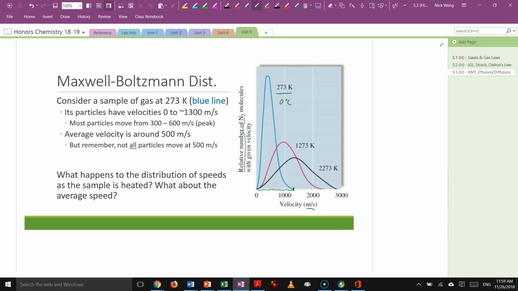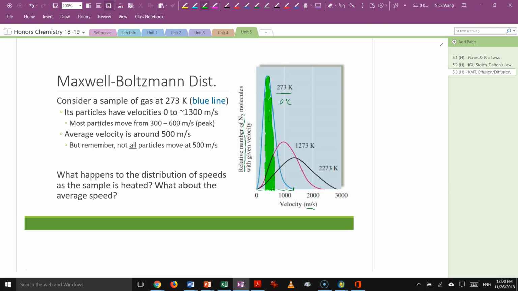But most of the particles move from about 300 to 600 meters per second. So most particles are in this section here. I'm going to generically shade this in just to show you what I mean. Most of the particles are somewhere in this range. The height of this peak of this line is basically showing you where the number of particles are, how many particles there are of this speed. And most of them are going to be in that range. The higher the peak, that's where more particles are.